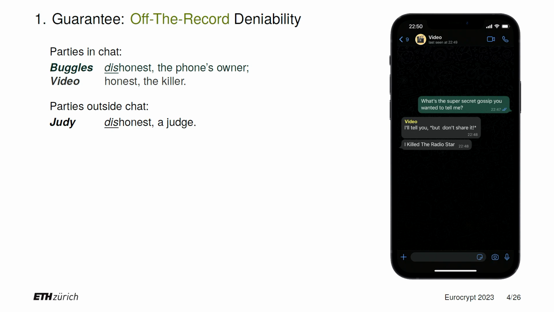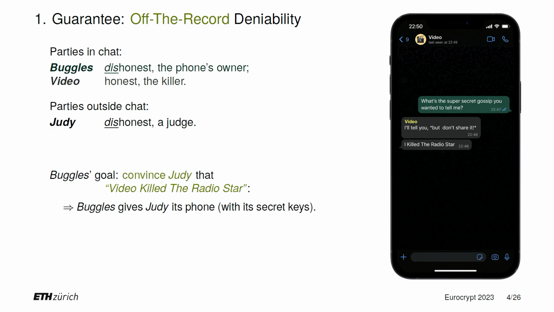So the thing is that Video killed the radio star, so Buggles will try to convince Judy that Video killed the radio star. Off the record guarantees that even if Buggles gives Judy its phone, all its secret keys, and cooperates in any way, Judy should not be convinced that Video killed the radio star.